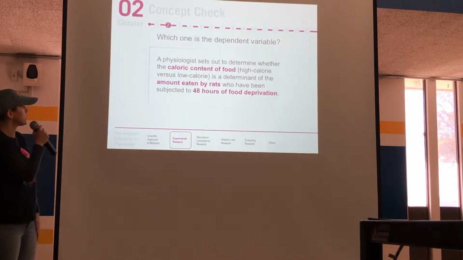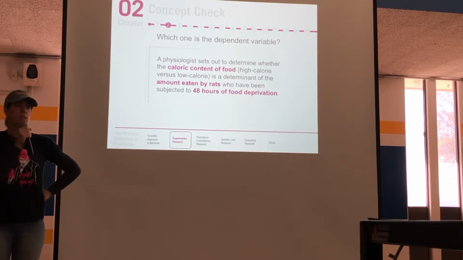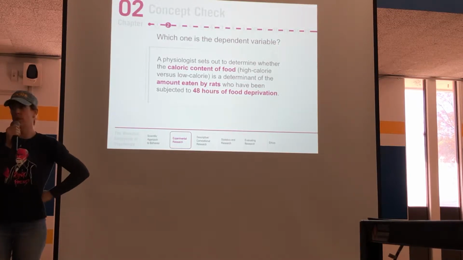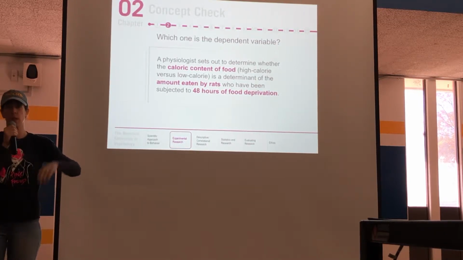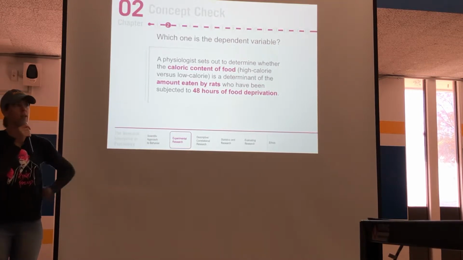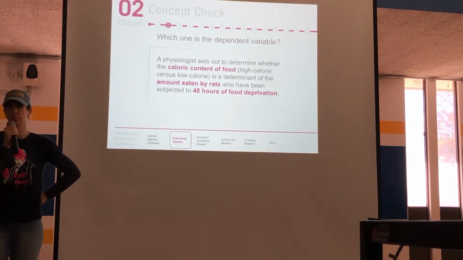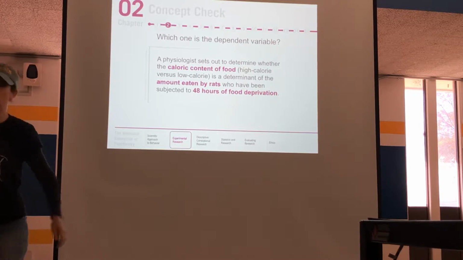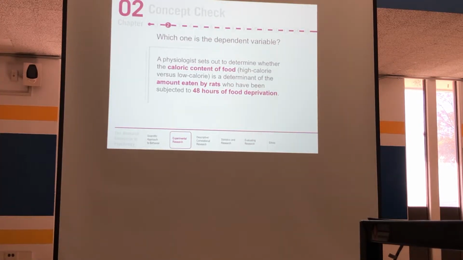So, a physiologist sets out to determine whether the caloric content of food, high calorie versus low calorie, is a determinant of the amount eaten by rats who have been subjected to 48 hours of food deprivation. What's the independent variable? The caloric content. What are the levels of the independent variable? High calorie and low calorie. What's the dependent variable? The amount eaten by rats. Good. On the test, you can expect to get scenarios where you have to say what's the independent, what's the dependent.